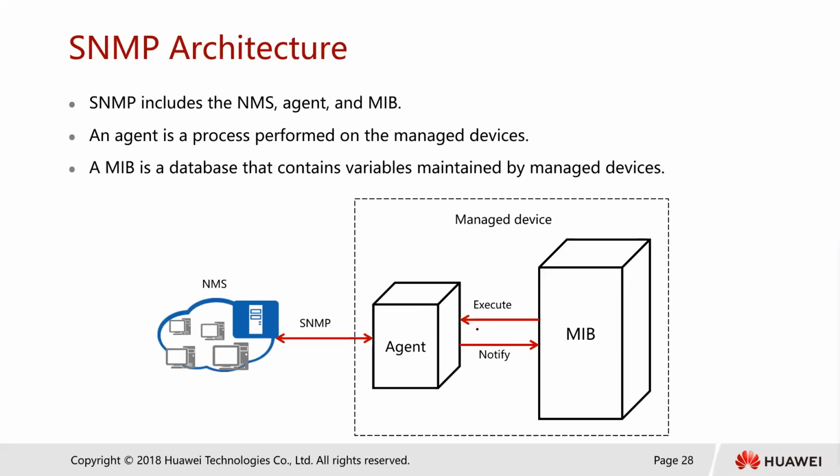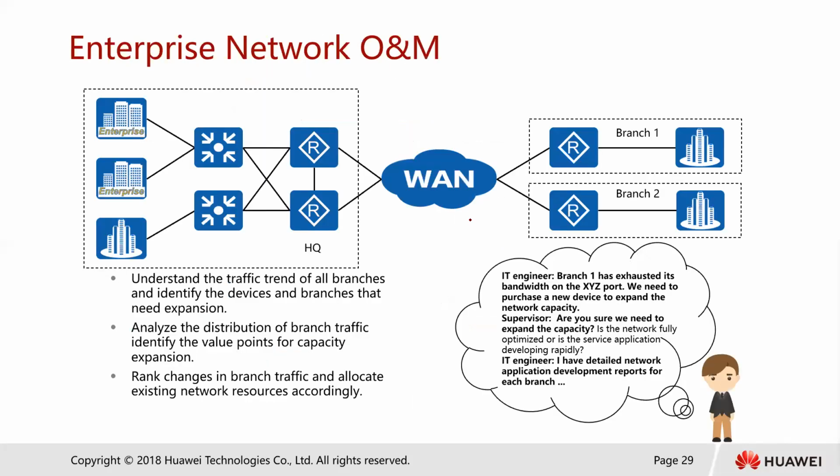SNMP structure. This is the structure of SNMP. It introduces the NMS, agent, and MIB. The agent is a process performed on a managed device, whereas the MIB is a database that contains variables maintained by managed devices. Then we have enterprise.